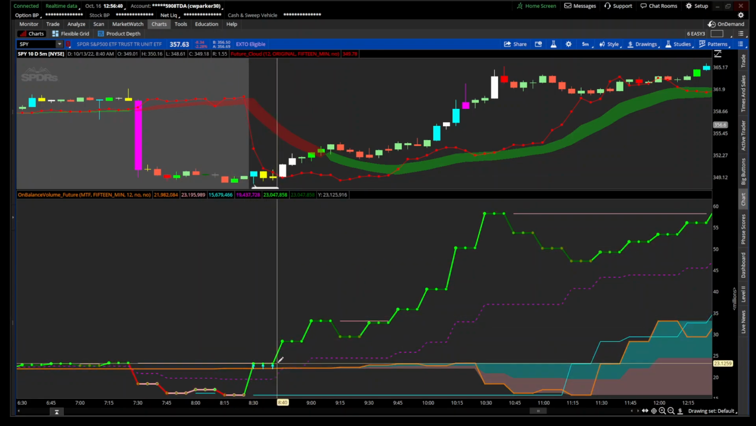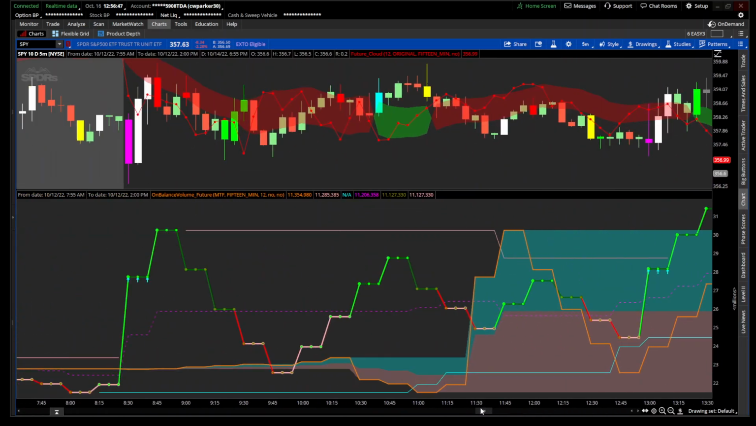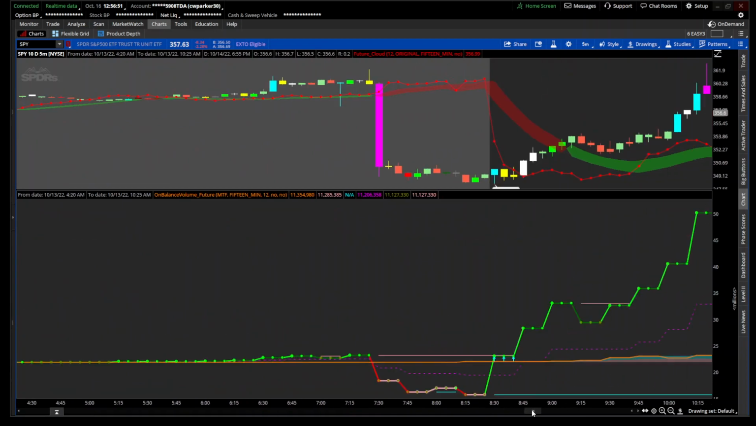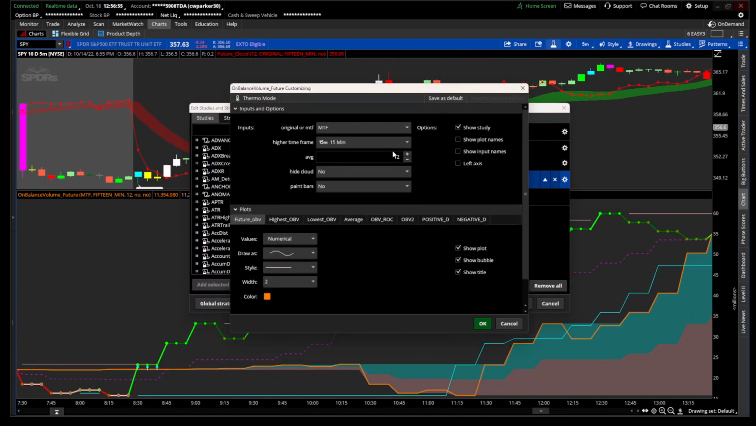The indicator is making a new high. So that's how those arrows work. You get the cyan arrows and you get the purple arrows. I don't see any purple arrows right now, but they're there. And so you can change that, or you can go back to the original.